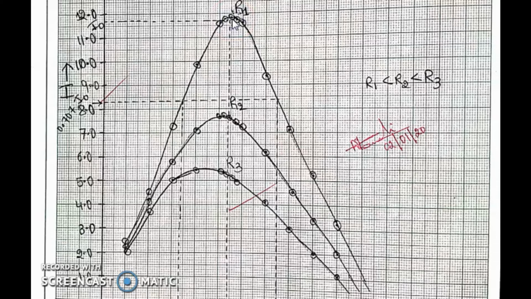This is the point for which the value of current is maximum for all values of resistances. Draw a perpendicular line to the x-axis from this point. The point where this perpendicular line touches the x-axis gives the value of resonant frequency.